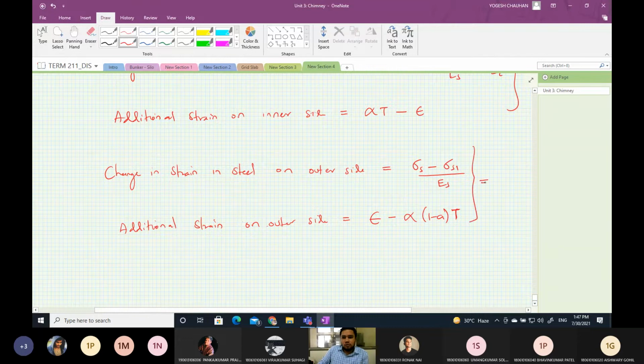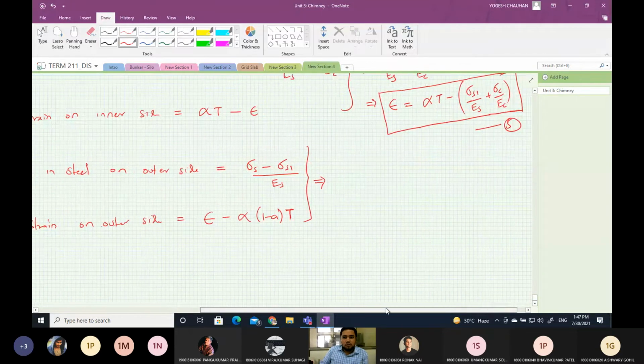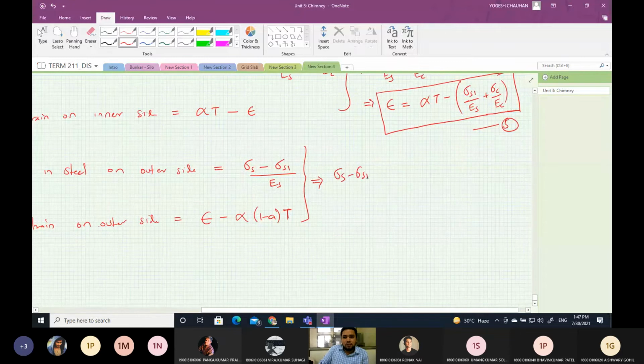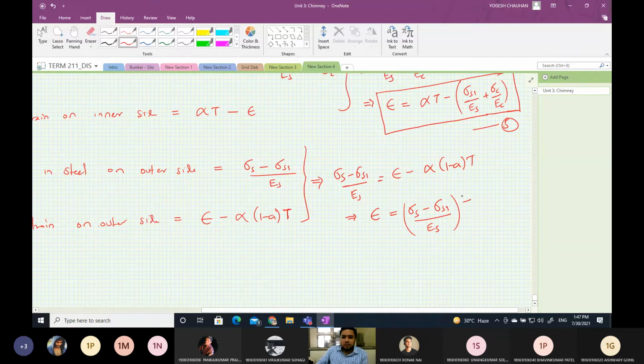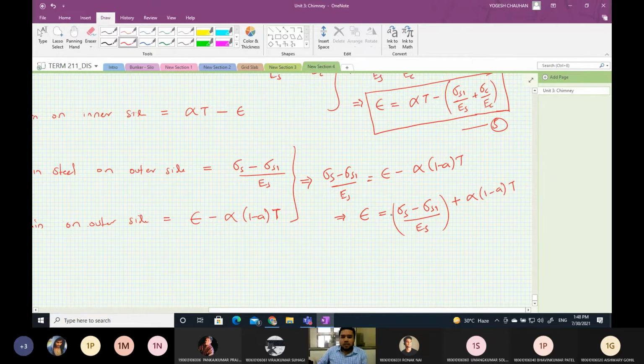So from these two, you have sigma s minus sigma s1 by Es equals epsilon minus alpha times 1 minus a times T. So again you get an expression in terms of epsilon, which equals sigma s minus sigma s1 divided by Es. This goes to the right side, so it will be plus alpha times 1 minus a times T. Okay, let this be equation number 6.